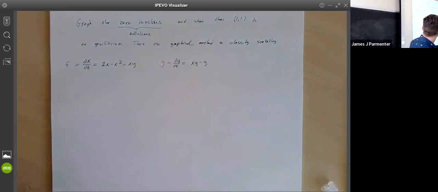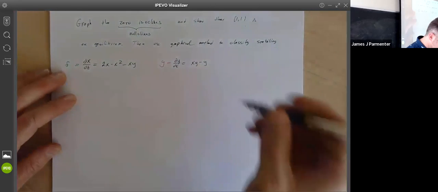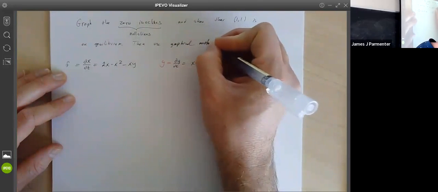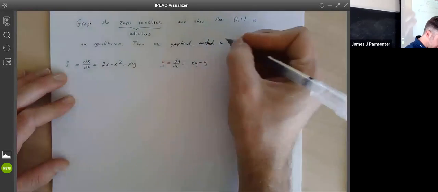What does it say? Graphical method? Promise, it says method to classify stability.